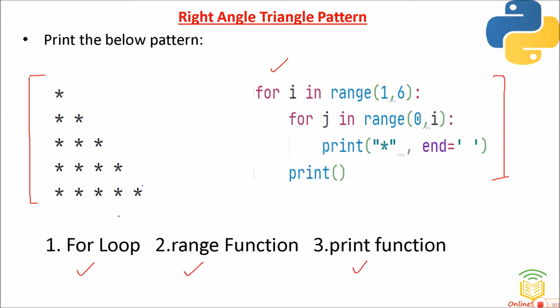So friends, for the for loop you can see we need two for loops. The reason is that we have rows, so you can see we have rows. One for loop will be for rows and one for loop will be for columns. So two for loops are required. Again, you will have columns here, 5 columns, and after that we will have the range function, and then the print function.